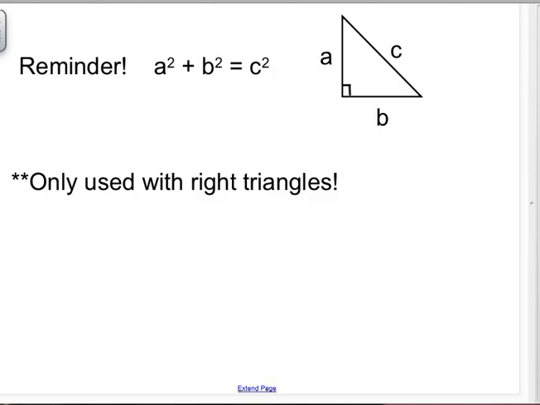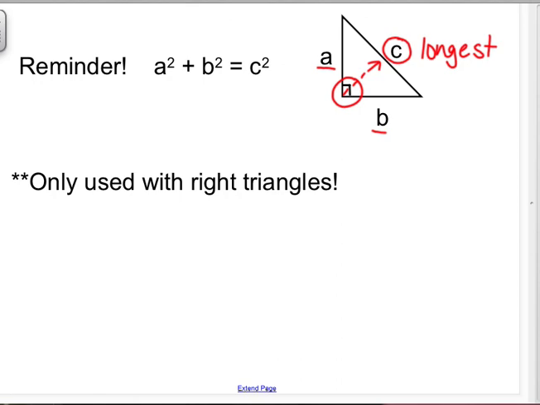This is the Pythagorean theorem, right? a squared plus b squared equals c squared, where a and b are the legs, right? And they make that 90-degree angle. And c over here is the hypotenuse, which is always the longest side of your triangle. And it is opposite of the 90-degree angle. So those are just some things that we've been talking about over the last week about the Pythagorean theorem. And of course, it is only used with right angles, right?